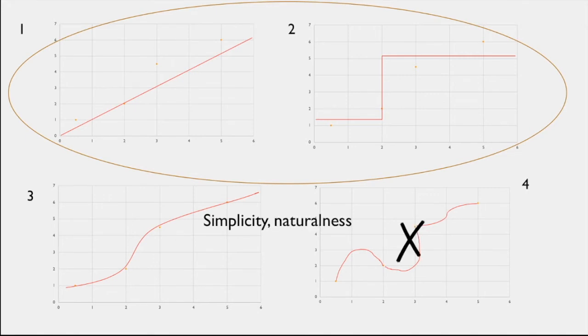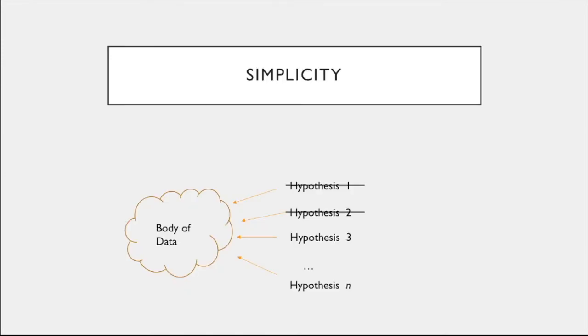Likewise, you might think that 3 is overfitting the data, is hugging the data too closely, and it won't generalize beyond the observations. And 4 is too weird and too unnatural to be considered a viable candidate. So in this way, we can rule out, or at least rank, the hypotheses.